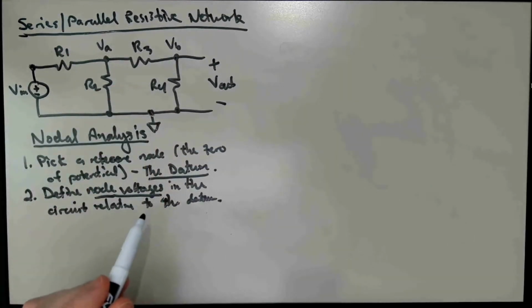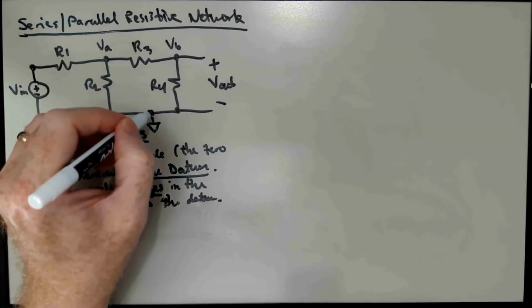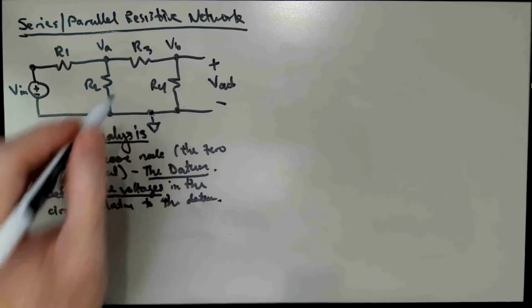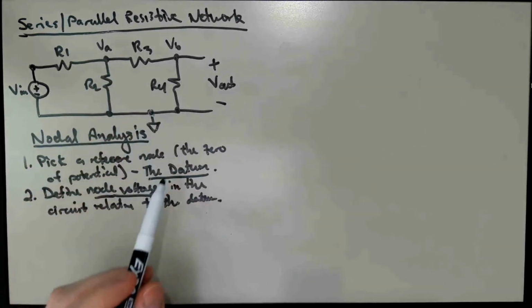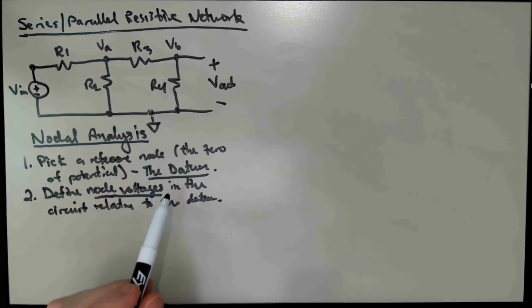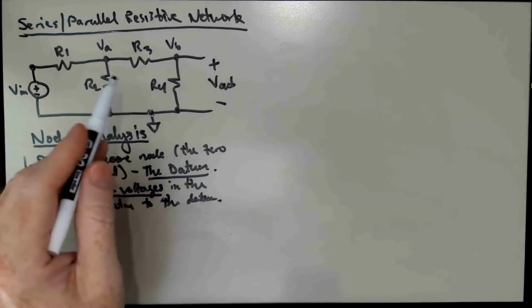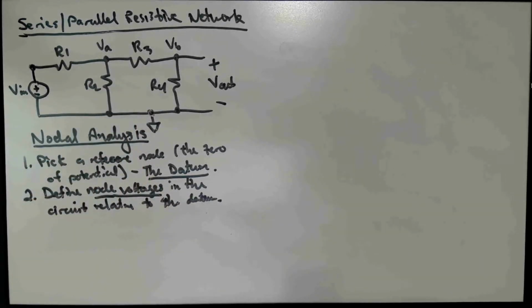In more general cases, when we haven't made such a fortunate choice for the datum, we may have to solve for the node voltages and then express the thing we're interested in finding in terms of some linear combination of the n node voltages that we're solving for.